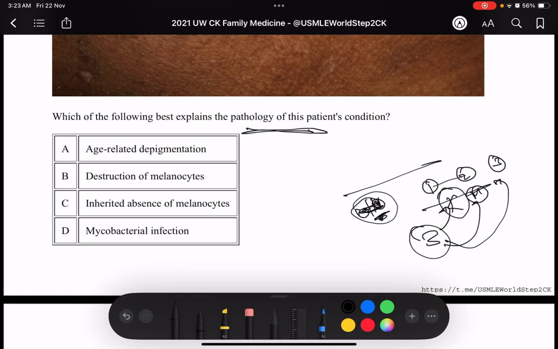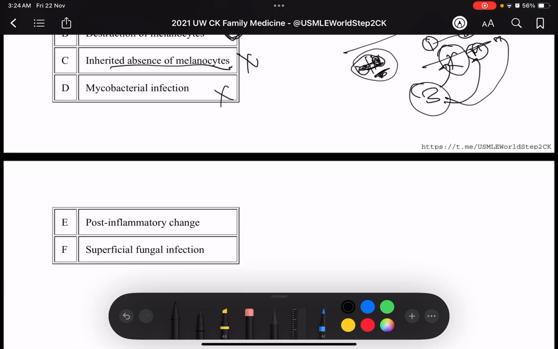So, this is not associated with an infection, definitely. There is no inherited absence because it would be since birth then. Is there an age related depigmentation? Let's see that. And is there destruction of melanocytes? Looks a lot like that. Let's look at the other things.